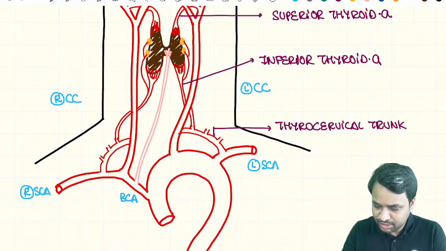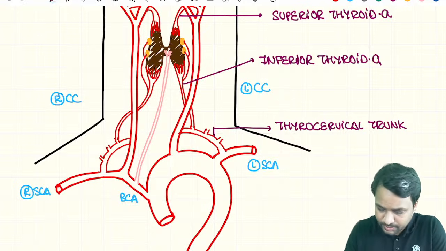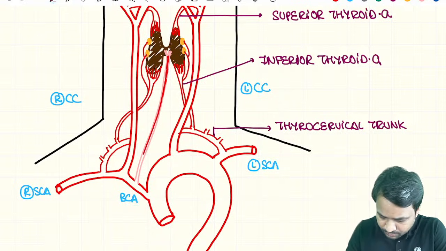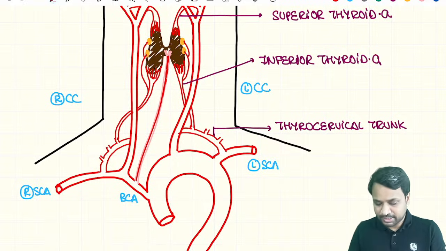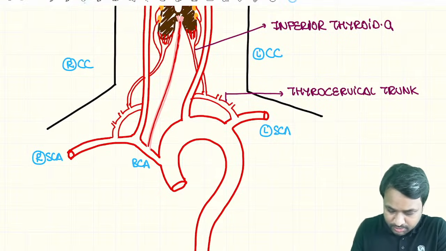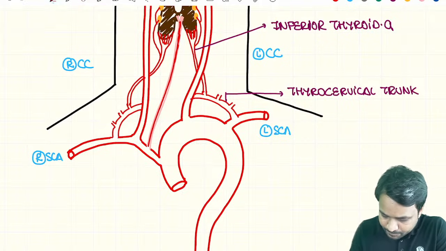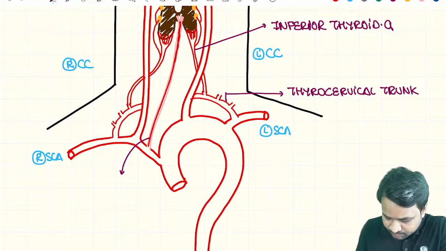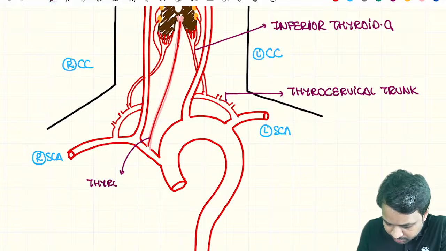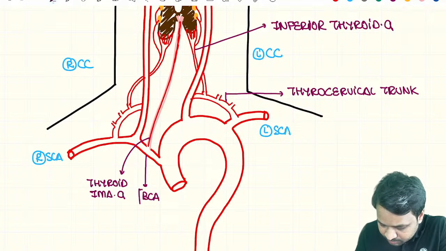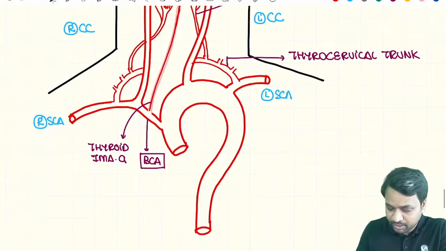So this vessel that you can see right in the center, which I've just highlighted, this is what we call the thyroidea ima artery. Now, the thyroidea ima artery arises from the brachiocephalic artery.